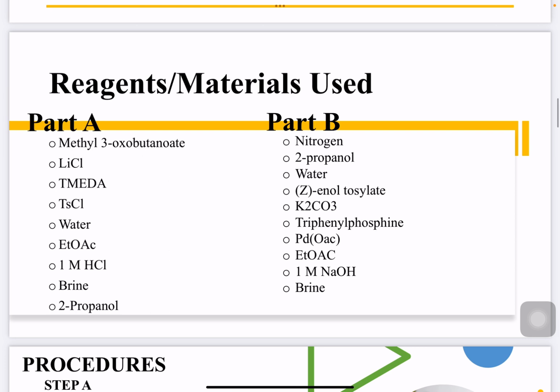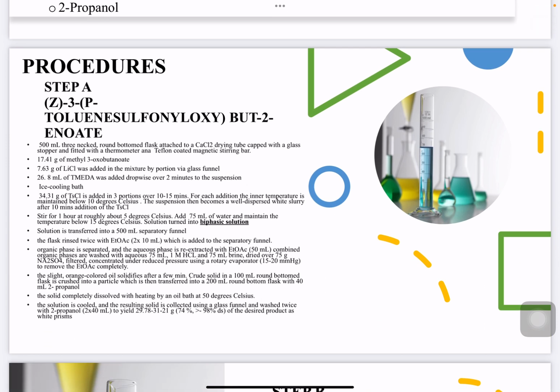So for the procedures, since it is part A and part B, for step A we are going to form methyl Z-3-p-toluenesulfonyloxy butenoate, which we are going to call Z1 in this reaction. First, there is a 500 ml 3-necked round bottom flask attached to a CaCl2 drying tube, capped with a glass stopper, and fitted with a thermometer and a Teflon-coated magnetic stirring bar.